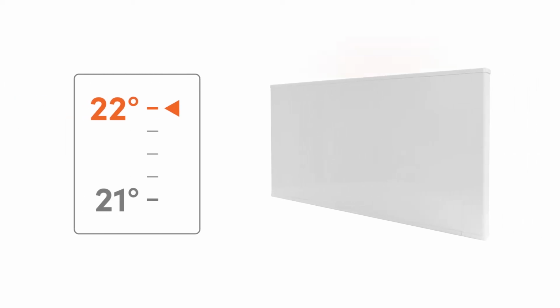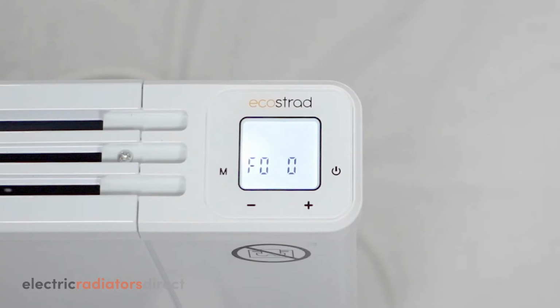If the unit heats when set to 22 degrees, but stops when you drop to 21 degrees, that shows it's reading a room temperature of 21 degrees. If this figure is higher or lower than the actual room temperature, you can use the compensation function to adjust the heater reading to match.